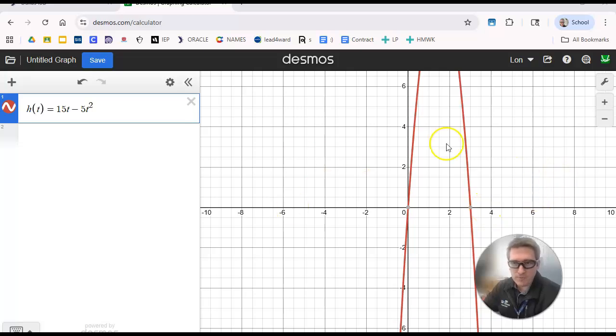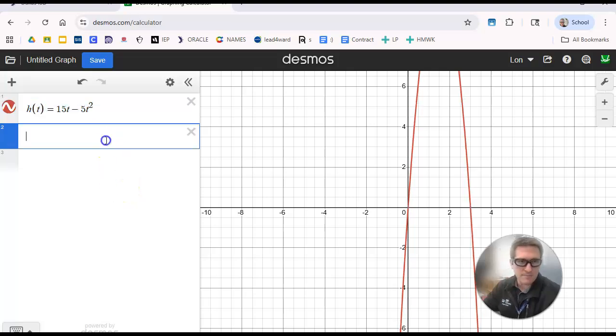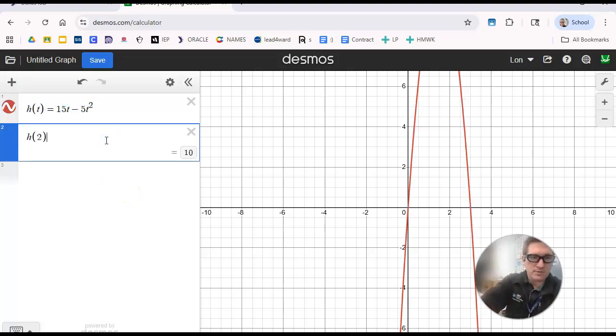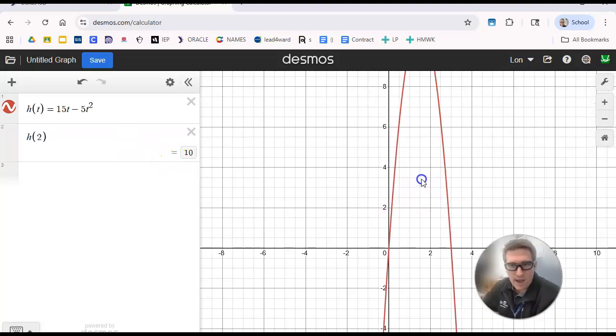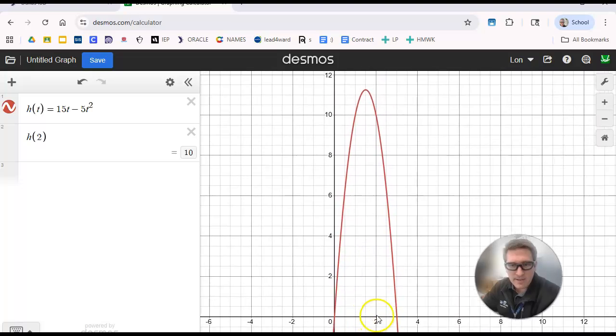The other thing I can do is type the function in Desmos exactly as the formula gave it to me. And I can literally say h of 2. And by doing that, it gives me the result of 10. It also graphed it right here. And as you can see, the thing about Desmos is that when it sees t, it already knows to interpret that as x, because often we use a lot of graphs that use time as our x-axis, and Desmos knows that. So at time equals 2, I can see that my ball is located 10 meters in the air.